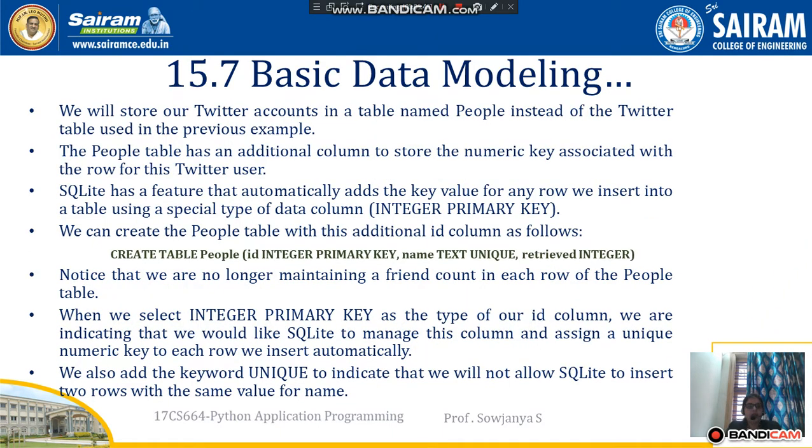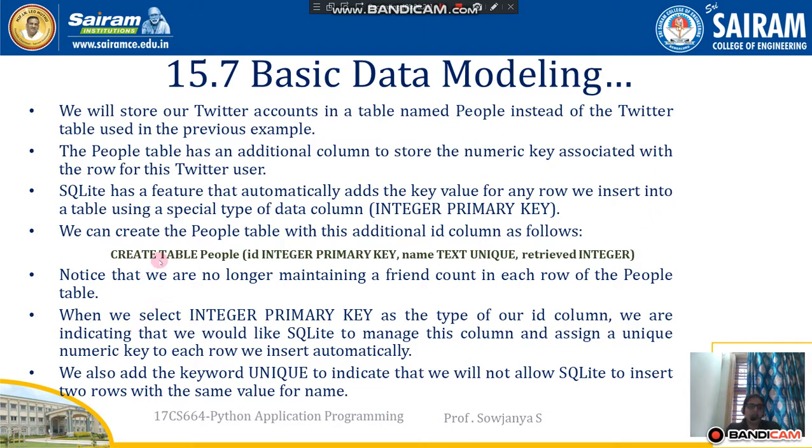So here we still store the Twitter accounts in a table named people instead of the Twitter table used in the previous example. The people table has an additional column to store the numeric key associated with the row for this Twitter user. SQLite has a feature that automatically adds the key value for any row we insert into the table using a special type of data, that is integer primary key. So that is one added benefit here. We can create the table with this additional id column as follows.